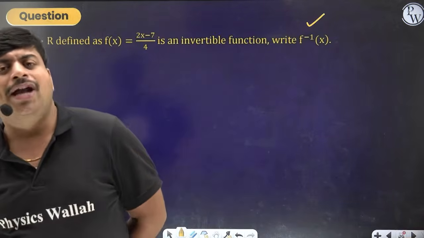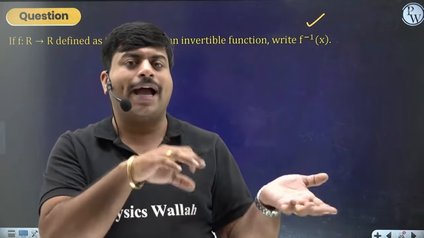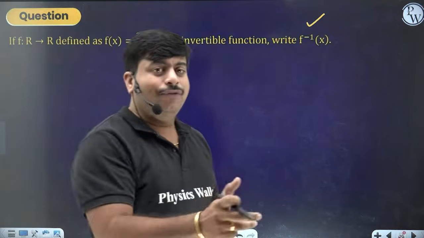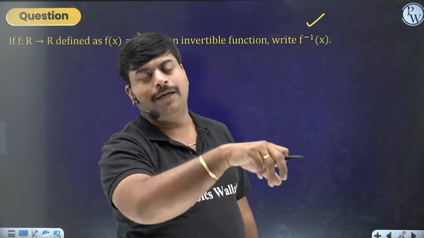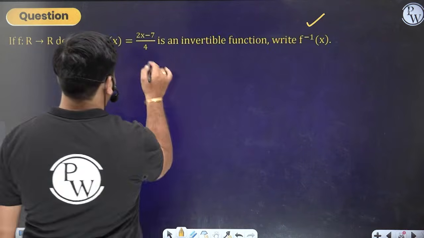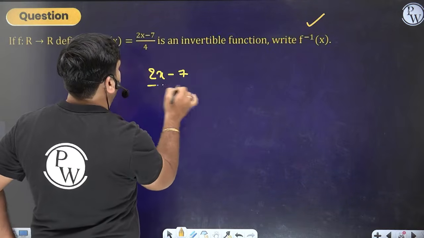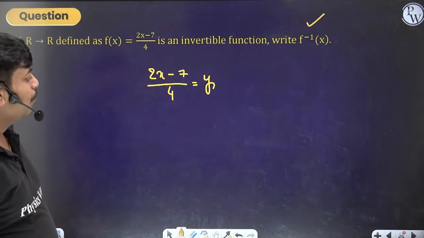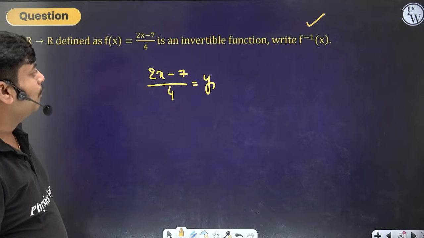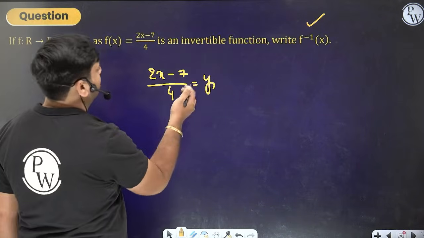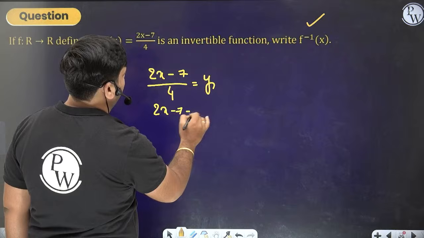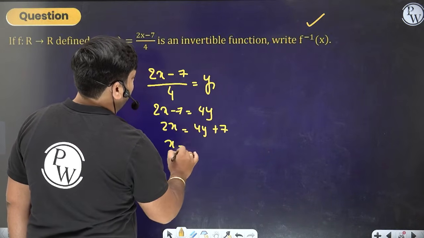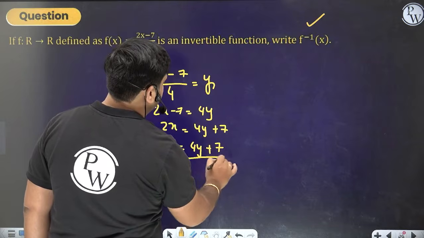So I told you, in f inverse, the complete domain will become range and range will become domain. In other words, x should become y and y should become x. So what we do? I will take this (2x minus 7) by 4 as some y. If you write it as y, tell me, what is the value of x from here? 2x minus 7 is equal to 4y. 2x is equal to 4y plus 7. x is equal to (4y plus 7) by 2.